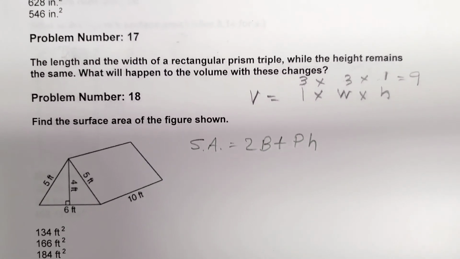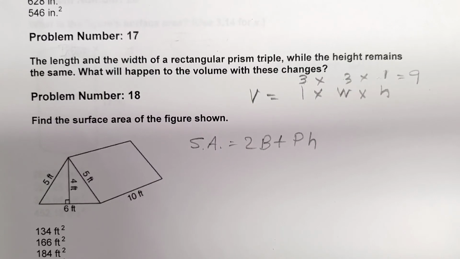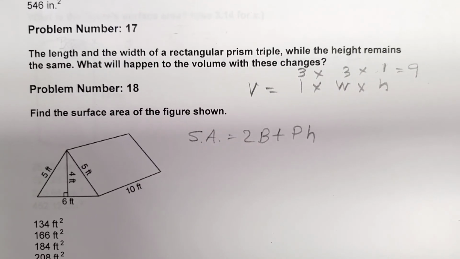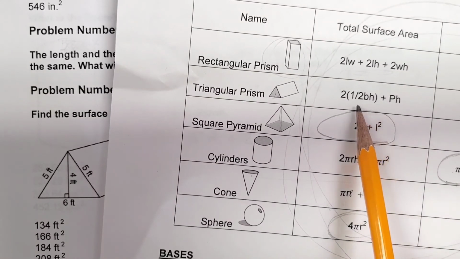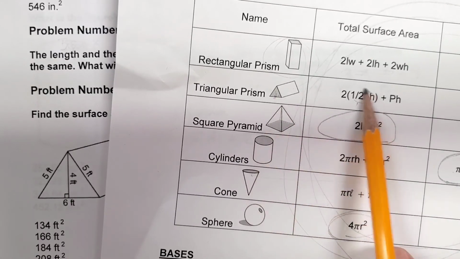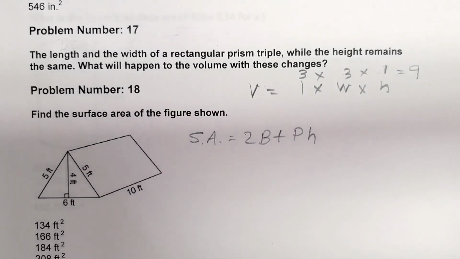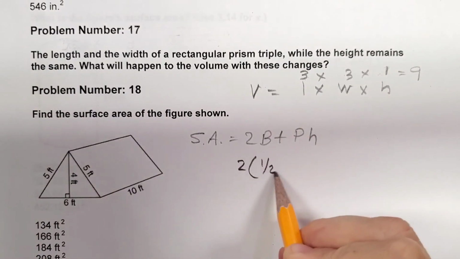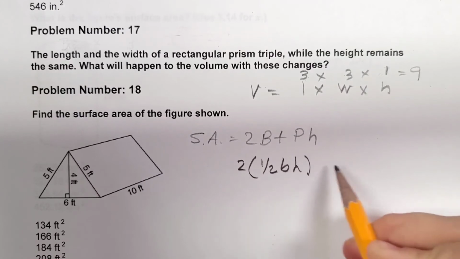Okay, moving on to number 18. Find the surface area of this figure shown. It looks a little bit different on your formula sheet because, again, I take out the capital B and I put in the area of the base, which is a triangle. And that's how you find the area of a triangle: half the base times height. So, I'll go ahead and write it like this.